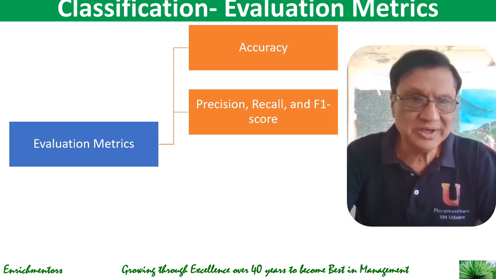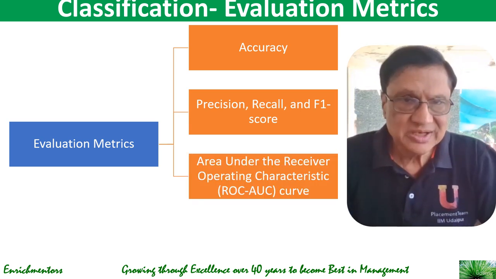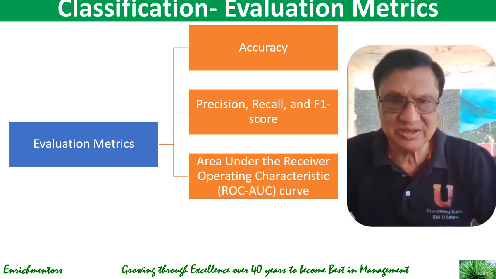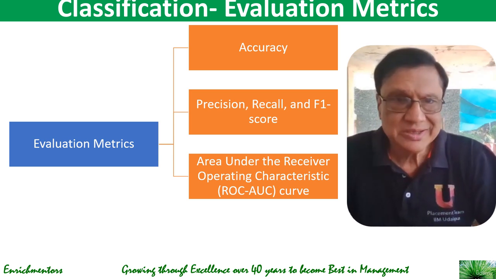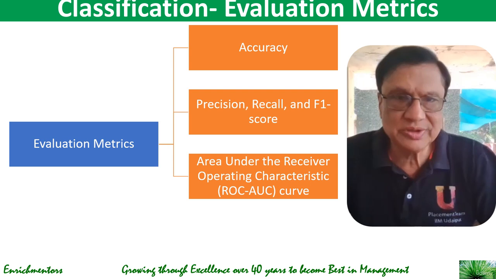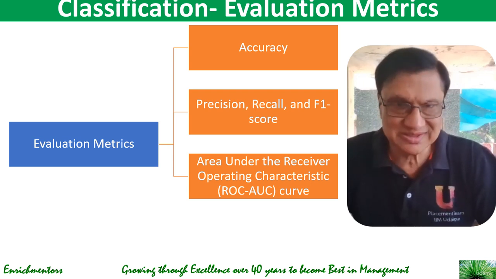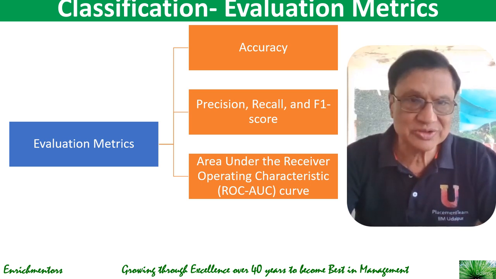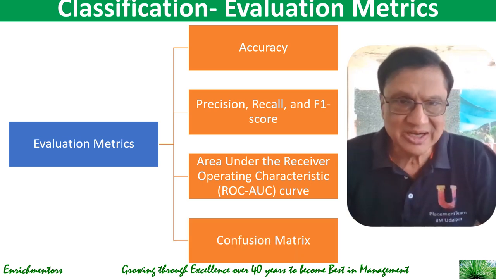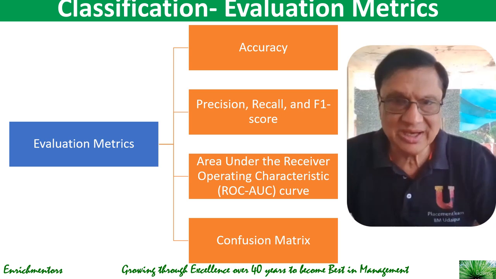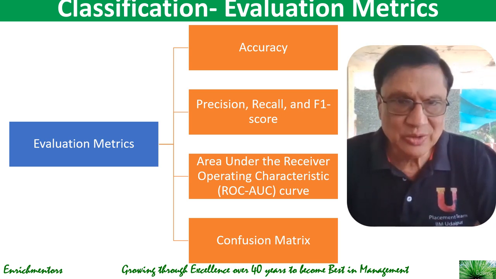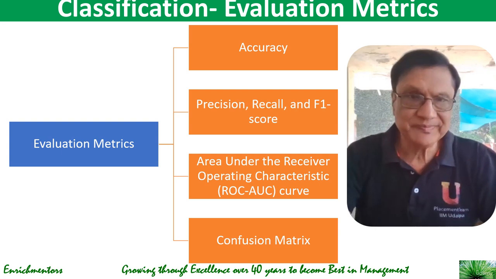The third one is the area under the receiver operating characteristic curve, called ROC AUC. This measures the ability of the model to distinguish between classes correctly, and we will explain what that is. And finally, the key thing is what is called a confusion matrix, which provides a breakdown of correct and incorrect predictions for each class. So let's take a look at each of these in detail.